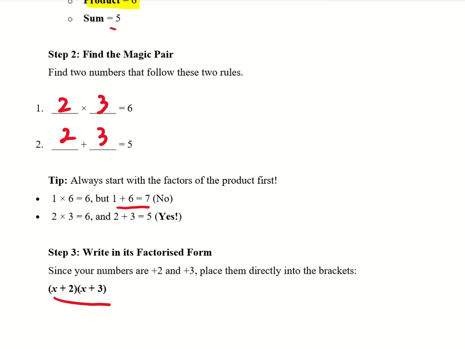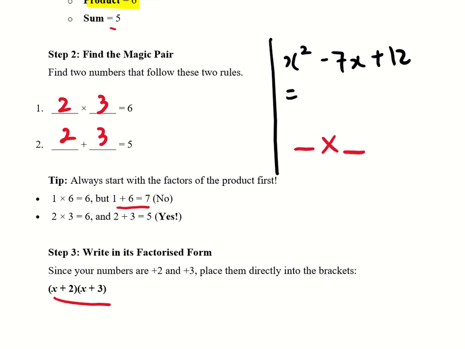So let's say I give you another question. I have x squared minus 7x plus 12. I want to factorize it. So likewise, I want to write down what times what is equal to 12, which is the constant, and another one where I write what plus what equals negative 7, the coefficient of x.